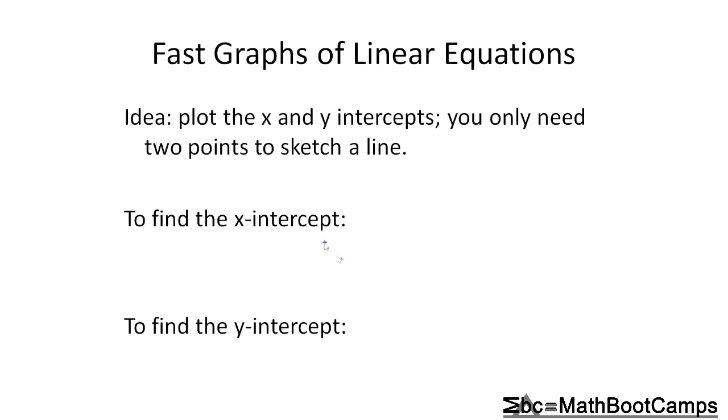To find the x-intercept, you set y equal to 0, and you solve for x. This will give you a single number that represents the point where you can find your x-intercept. To find the y-intercept, you do the complete opposite. X equals 0, solve for y.